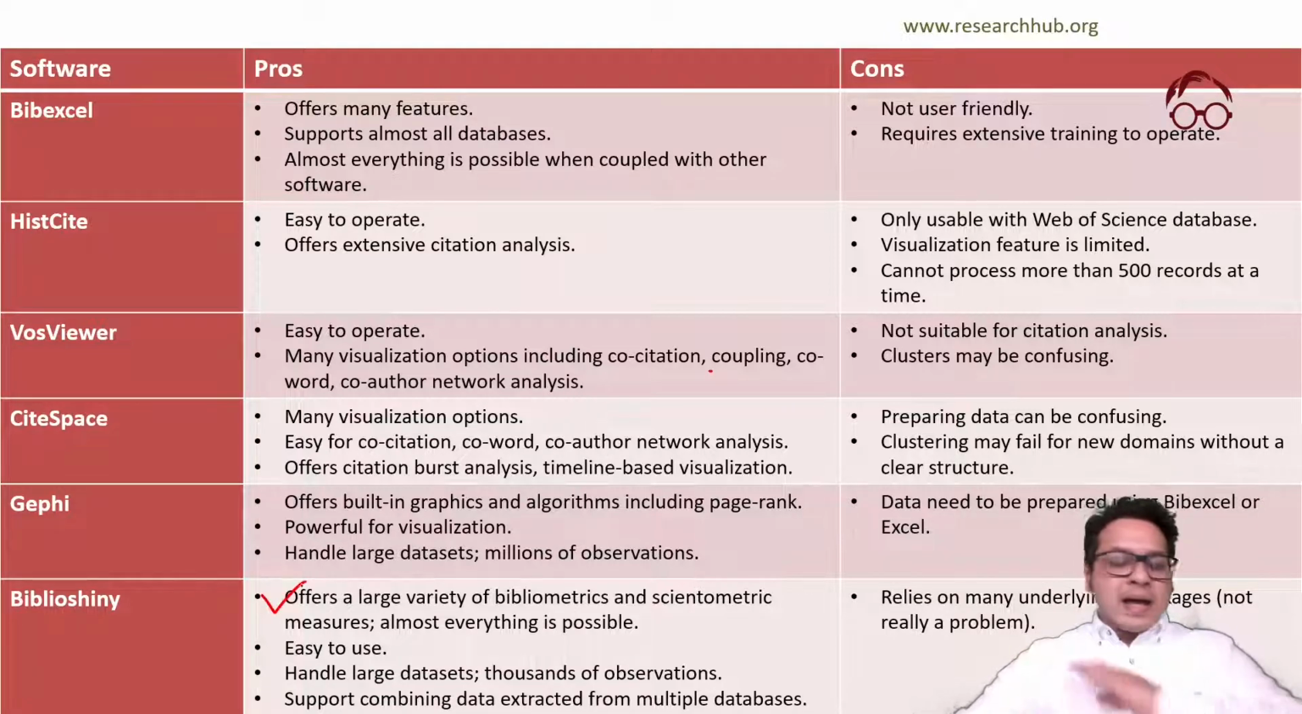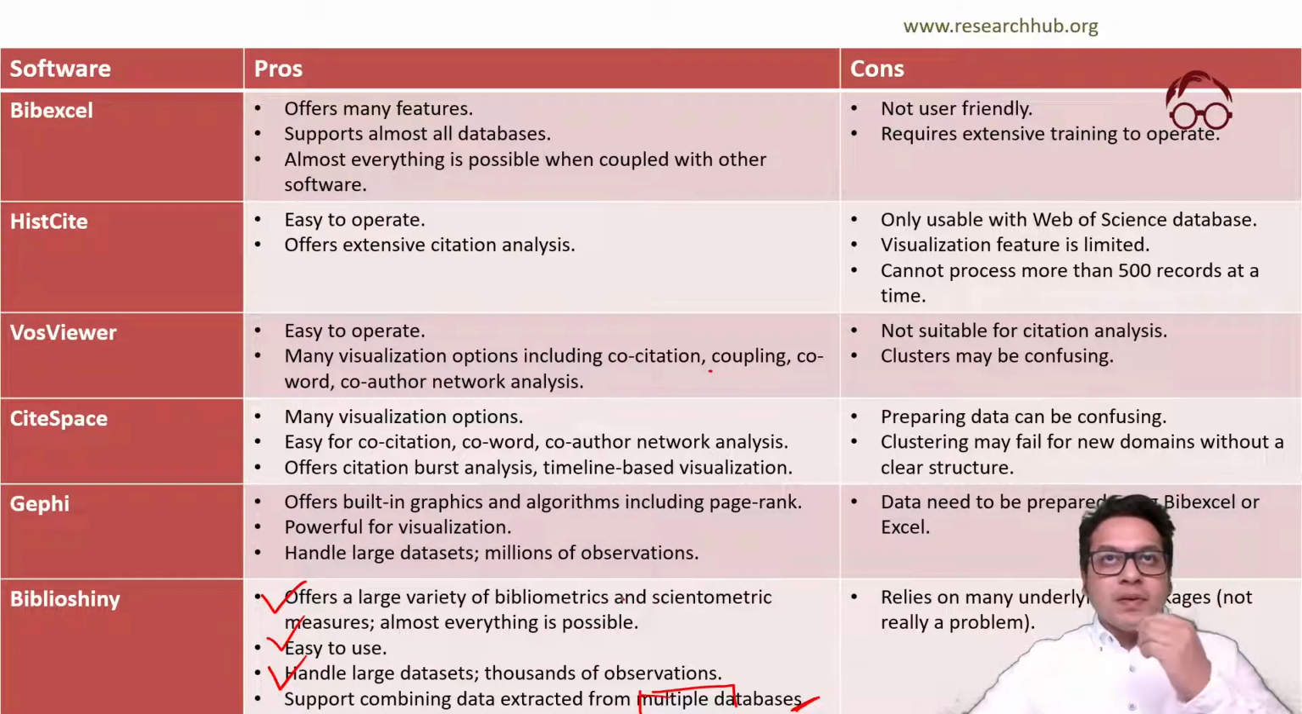It offers the most comprehensive set of bibliometric and scientometric tools. It's really easy to use. It can handle large data sets, and normally it supports combining data from multiple databases. We will show you an example with Scopus and Web of Science, but you can do the same for a few other databases, PubMed, I think also ProQuest, Cochrane Library from the Netherlands. So you can use this combination for many. You can use a combination of extracted data using Biblioshiny for many databases.